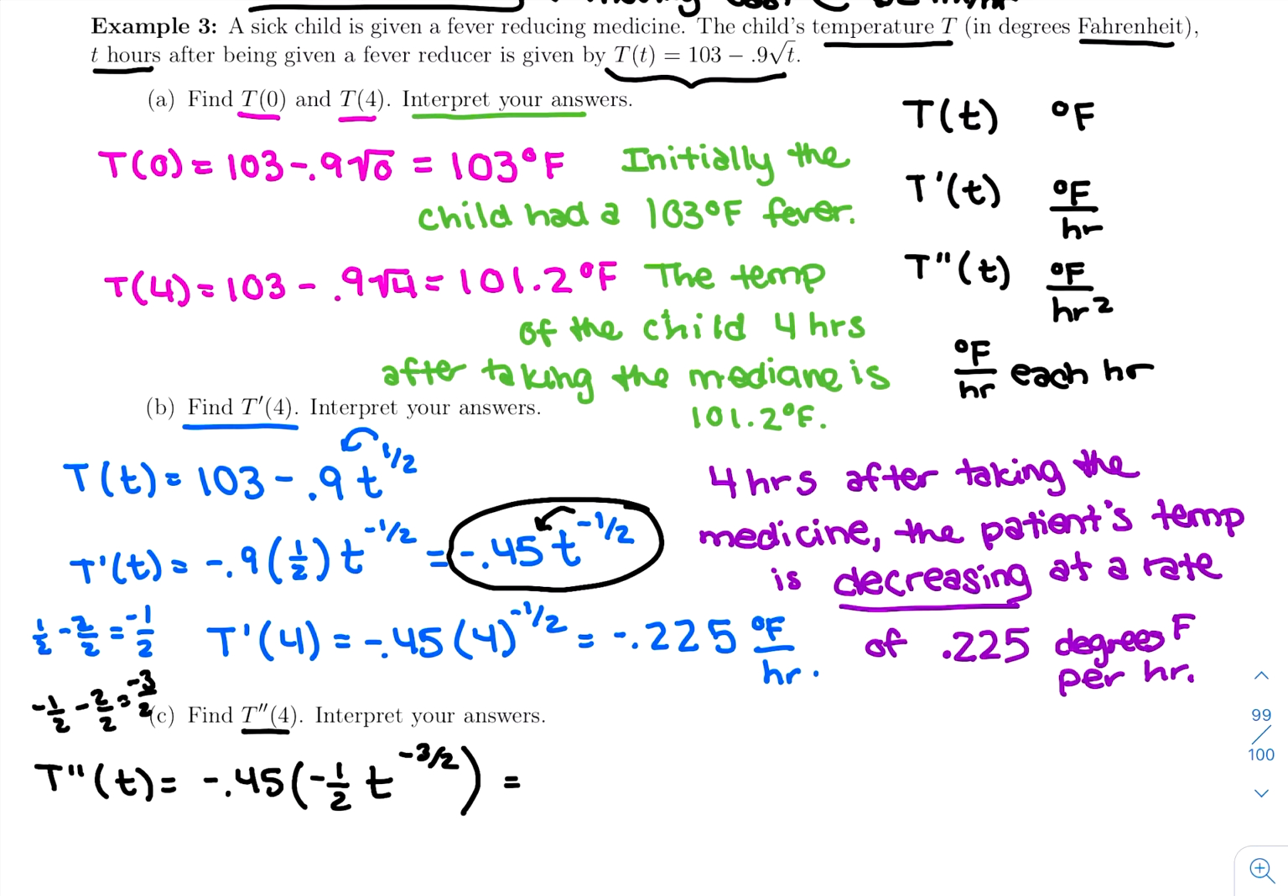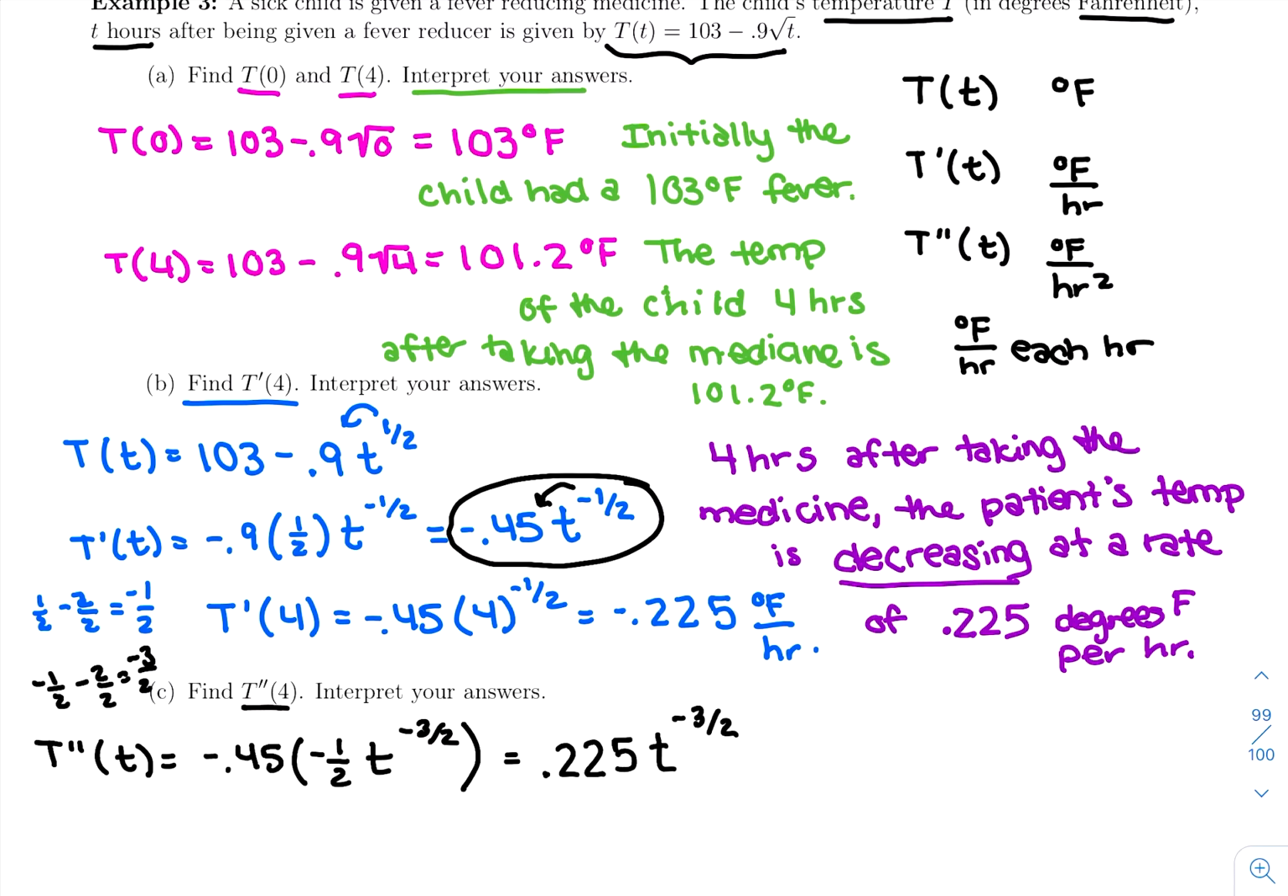Which we could combine those constants out front. We could grab our calculator and see negative 0.45 times a negative 1/2, and that gives us 0.225. It's going to be positive because we multiply two negatives together, t to the negative 3/2. So we're not just asked to find the derivative and then stop. We want to plug into it, so we want to do 0.225 times 4 to the negative 3/2 to see what we get.